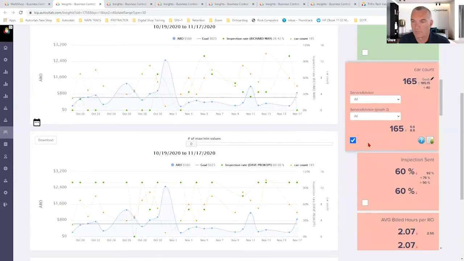Yeah, but just to answer the question, the inconsistency is not through car count. It's not that all of a sudden the shop got super busy because the cars just came in and the inspection has been neglected. That's not the case. So there must be something else, Mike.